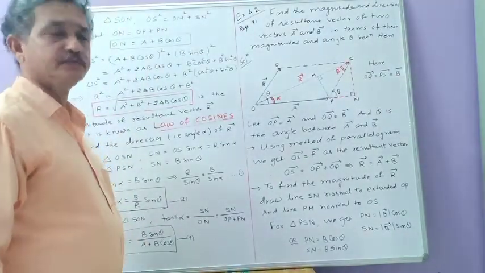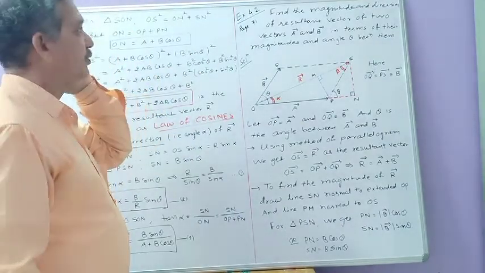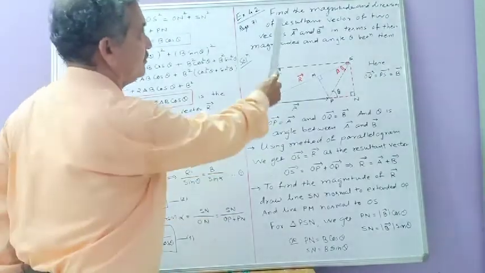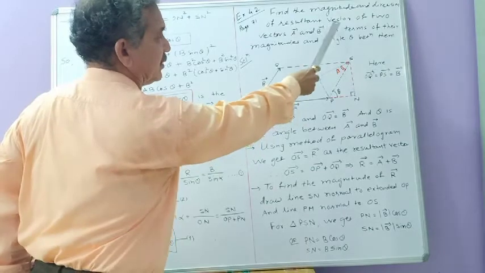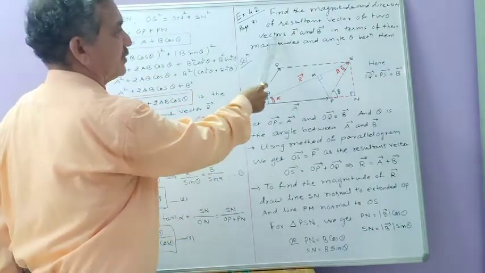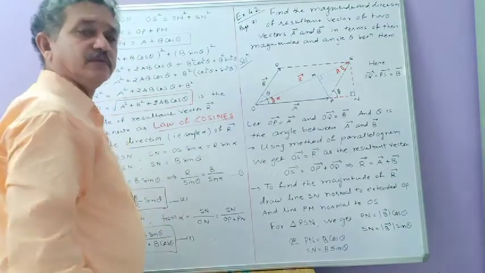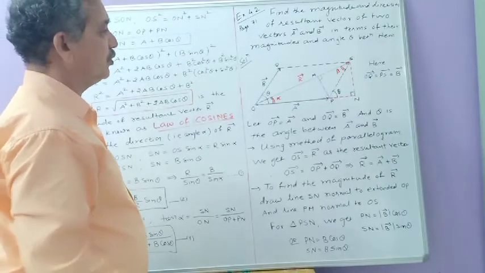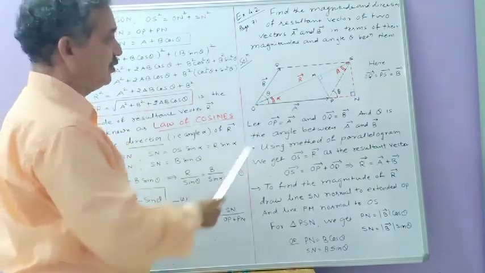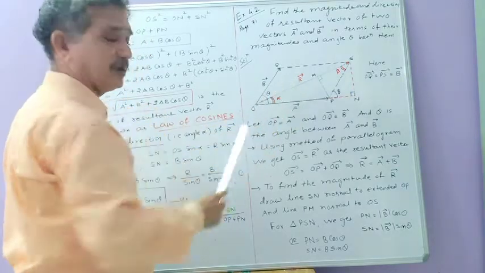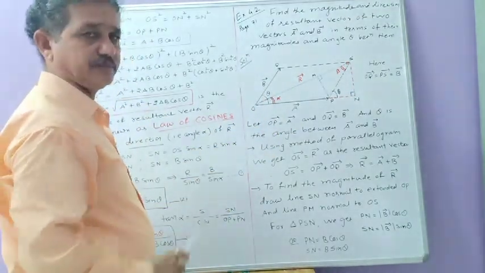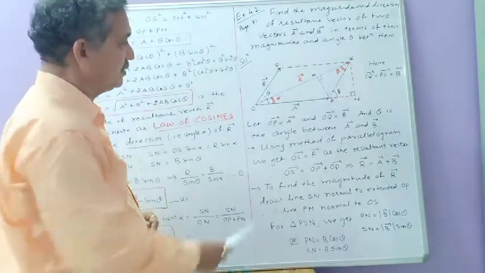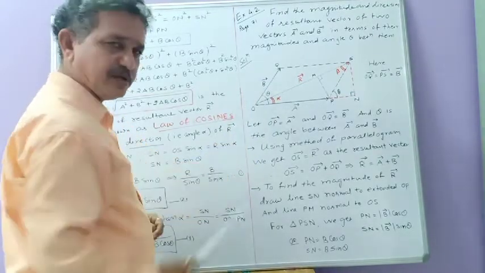Now students, let us see example 4.2. As last time, I have read it. Find the magnitude and direction of the resultant of two vectors, vector A and vector B, in terms of their magnitudes and angle theta. So here two vectors are there. We have to determine the resultant vector, which is capital R, and find the formula for the magnitude of this resultant vector R in terms of the magnitude of vector A and the magnitude of vector B.